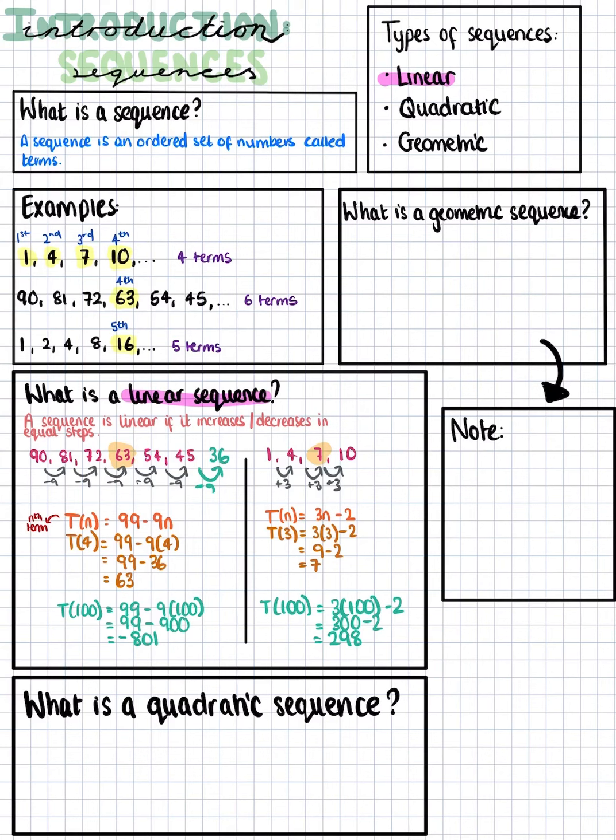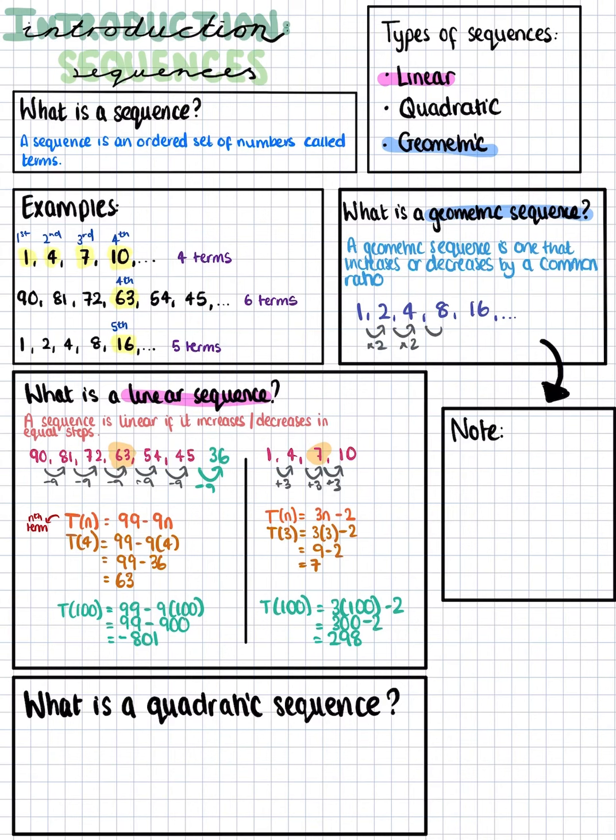What about a geometric sequence? A geometric sequence is one that increases or decreases by a common ratio. So for example, in the sequence 1, 2, 4, 8, 16, our common ratio is 2, because each term is being multiplied by 2 to get the next term. So the difference between a linear sequence and a geometric sequence is a linear sequence focuses on adding and subtracting, whereas a geometric sequence focuses on multiplying or dividing.